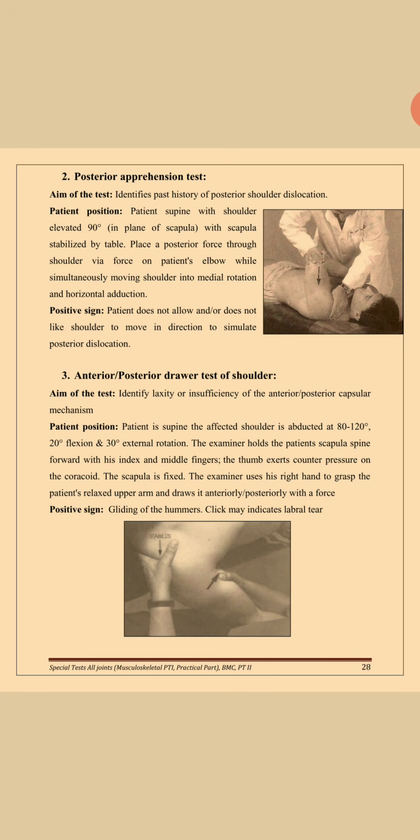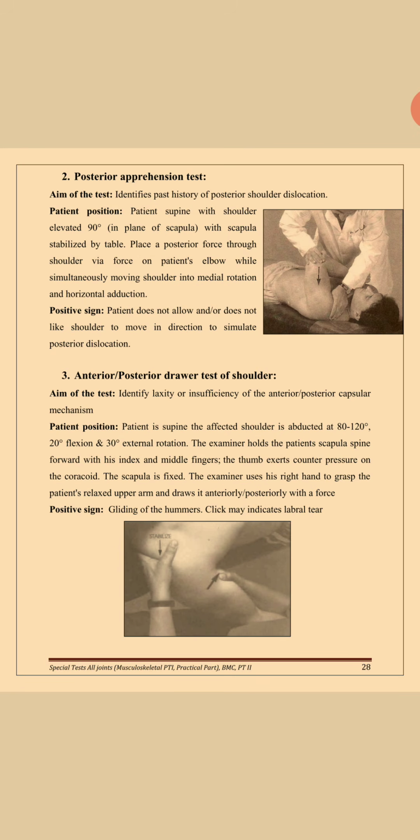Patient position: the patient is supine, the affected shoulder is abducted at 80 to 120 degrees, 20 degrees flexion and 30 degrees external rotation. The examiner holds the patient's scapula's spine forward with his index and middle fingers. The thumb exerts counter pressure on the coracoid.